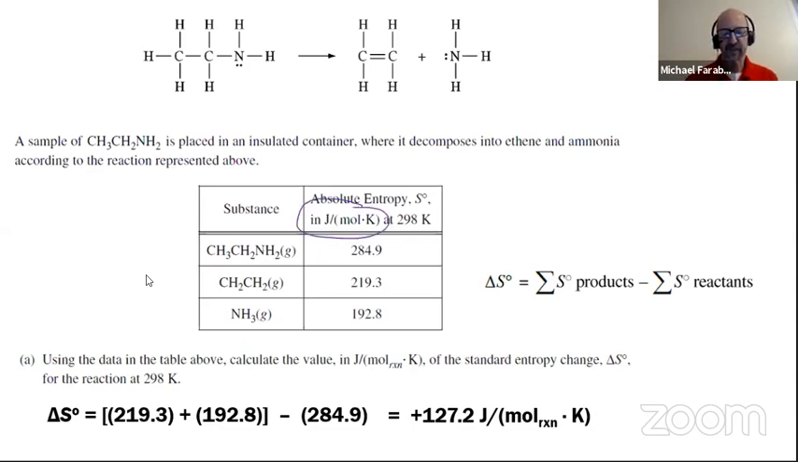Just interesting to note that it's a positive delta S. This makes sense because we go from 1 mole of gas to 2 moles of gas. So it kind of makes sense that the entropy change would be positive as we have more arrangements, more degrees of freedom in 2 moles of gas than 1 mole of gas. All right, so that is the answer to part A.